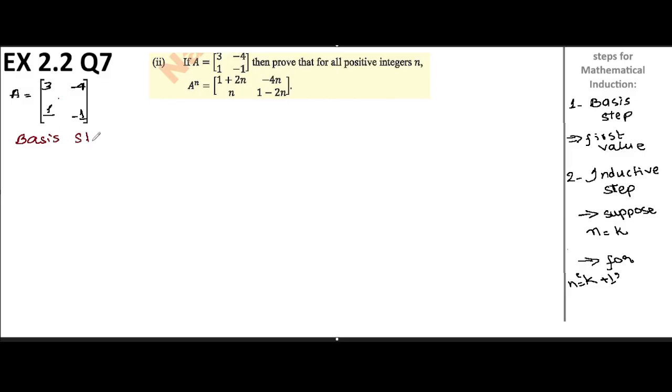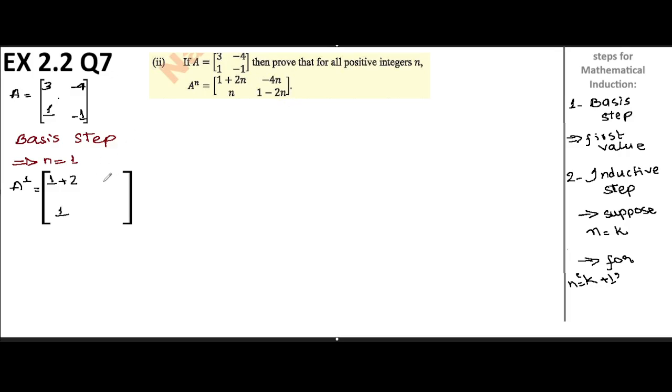Basis step where n equals 1. Now we are going to put this value of n in the given equation. So A raised to the power n becomes A raised to the power 1, equals 1 plus 2 into n, and 2 into 1 gives us 2. Then n is equal to 1 over here, this n becomes 1.